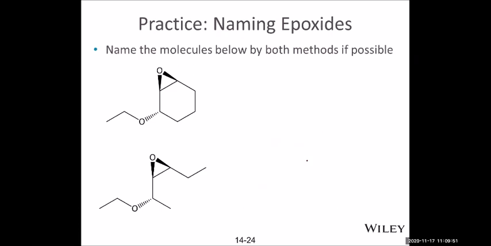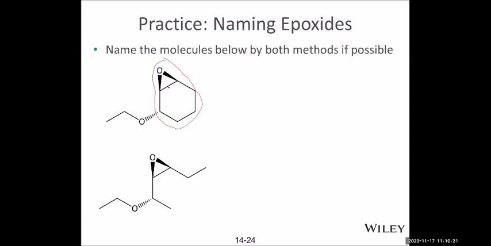So there are 2 ways to name the epoxy group, either epoxy-ane or oxirane. The first compound, the parent, this will be the parent. And so either this is number 1 or this is number 1.